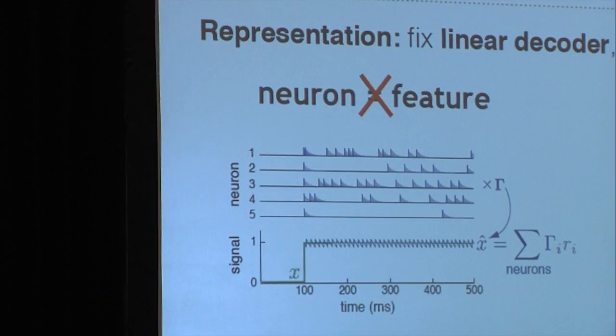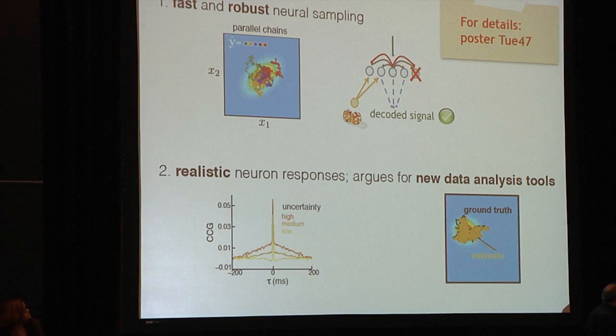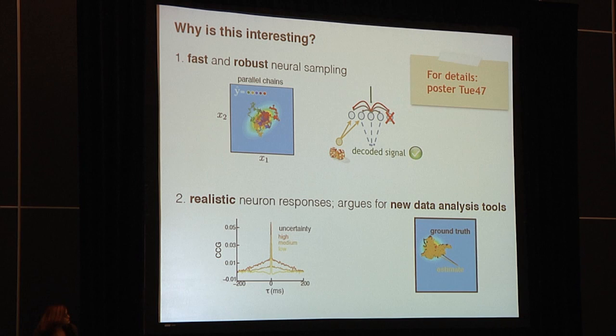Now, why is this interesting? So, such a representation inherits all the computational benefits of a sampling-based representation, to which it adds robustness to neural damage and a substantial increase in speed. In particular, it allows the network to encode simultaneously several independent MCMC chains.